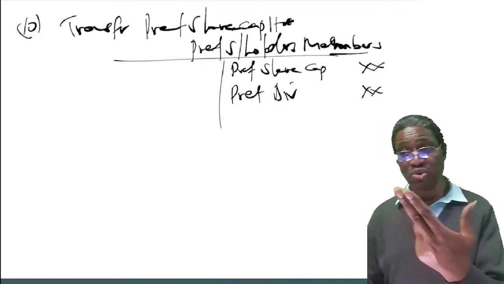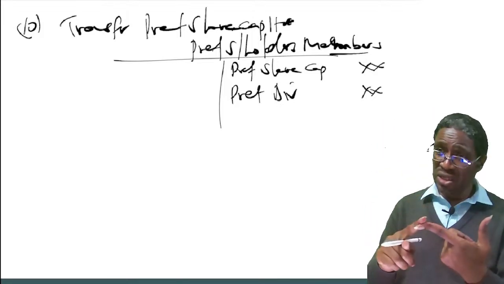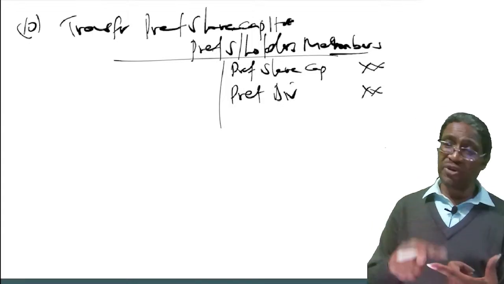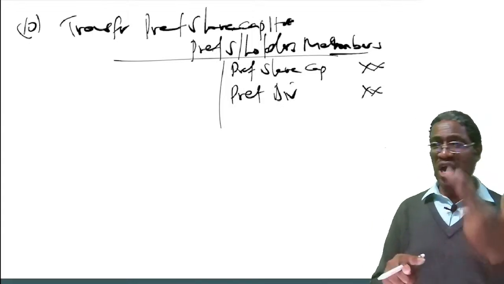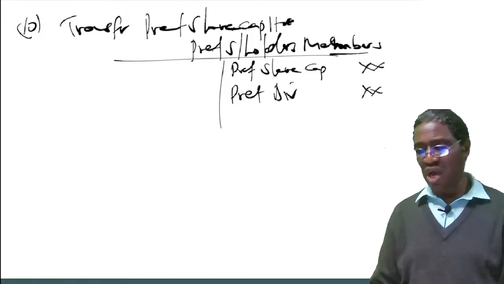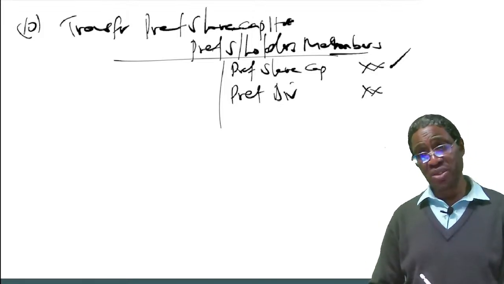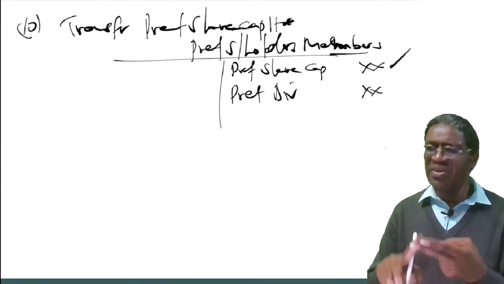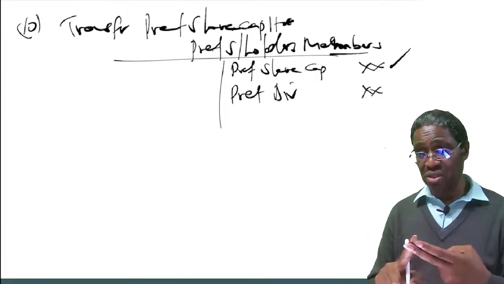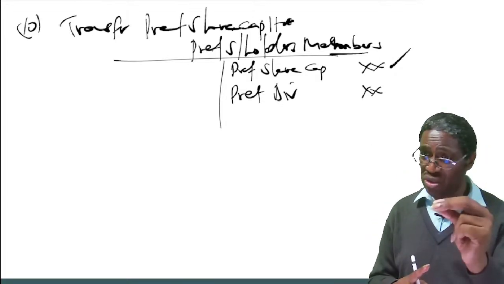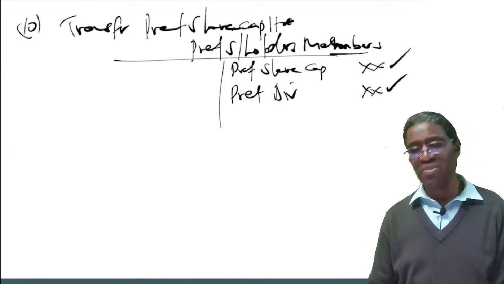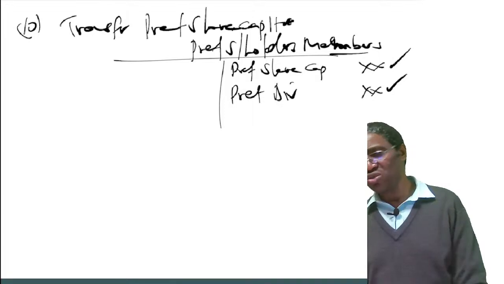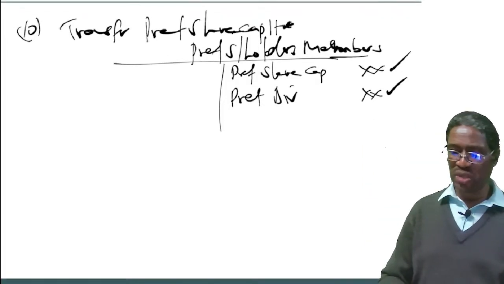So in step 10, I'm doing 2 things. Number 1, I've said, transfer the balance of the preference share capital to the preference shareholders members. I've debited preference share capital, I've credited preference shareholders members. Then I've gone further and said, if there are any dividends that are still in arrears, you will debit realization and you credit the members. That's our step number 10. Good. Let me now go to step number 11.